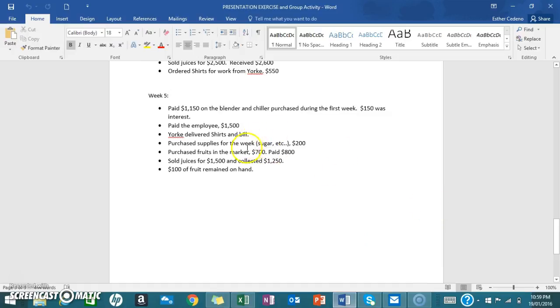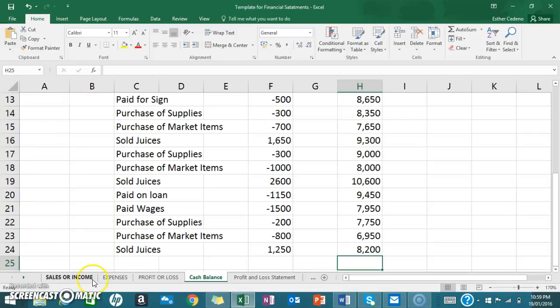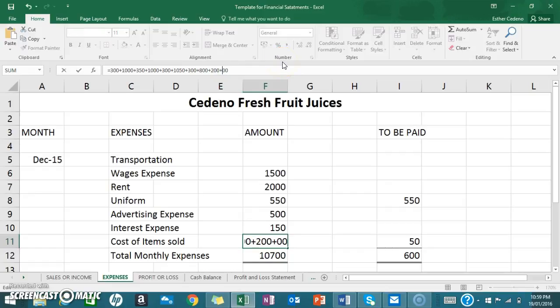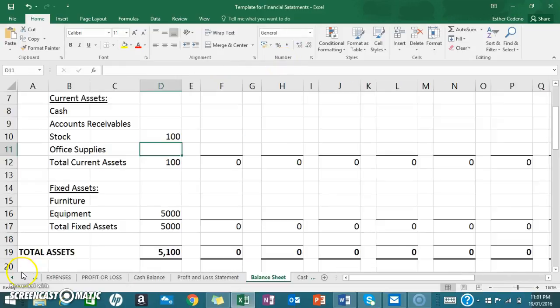That means when they went to the market and purchased that $700 worth of fruit, they didn't use all of it. They still kept 100 on hand. So we need to make a little adjustment. We need to go back, because when we say cost of goods sold, it means that they actually used it and the items were sold. But in this case, they didn't use all of the 700. They only used 600. That would mean that the balance that would go on the stock is 100, representing how much remained on hand that they didn't use, still available to make juice the next time.